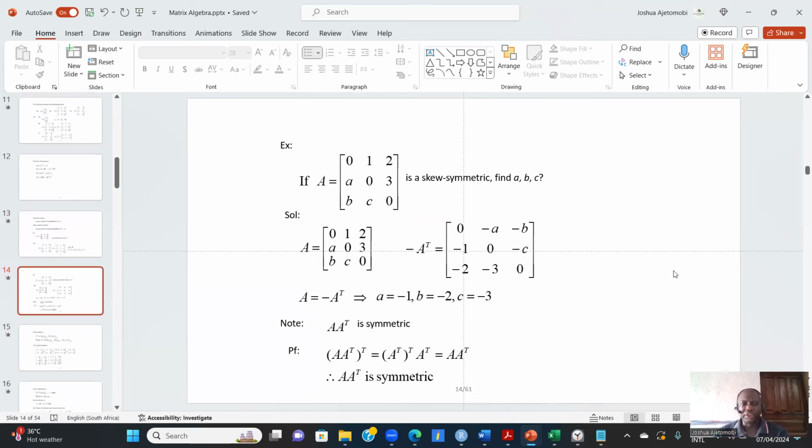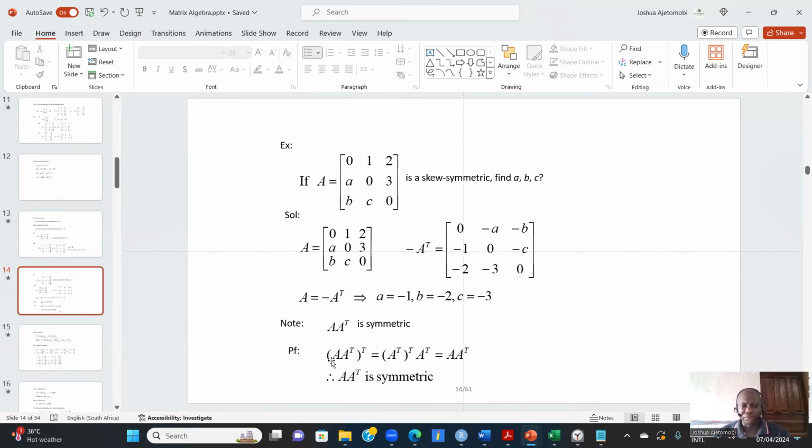And in terms of square matrix, if A is 0, 1, 2, a, 0, 3, b, c, 0 and it is skew symmetric, find a, b, c. What we need to do is obtain the transpose of this A, multiply by -1 since it's negative. So you have 0, minus a, minus b, what you have here. And in that wise, your a is -1, b is -2, and c equals -3.